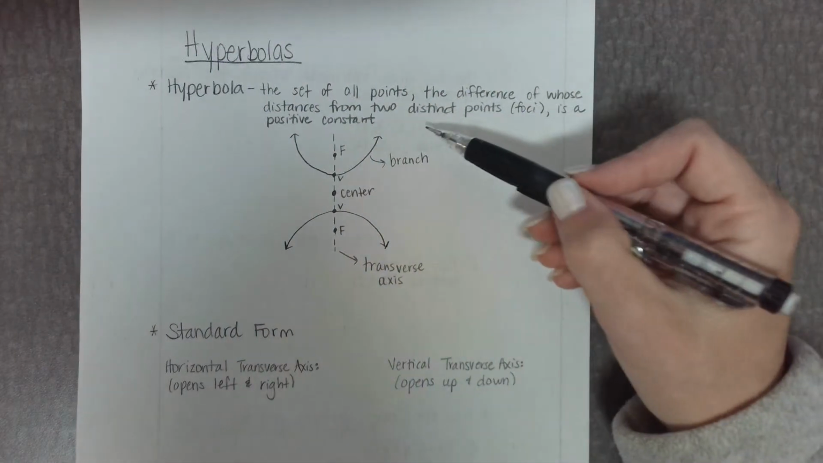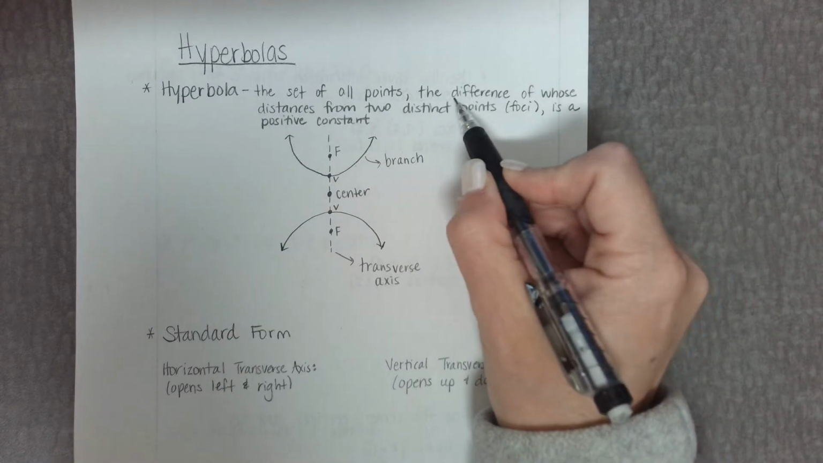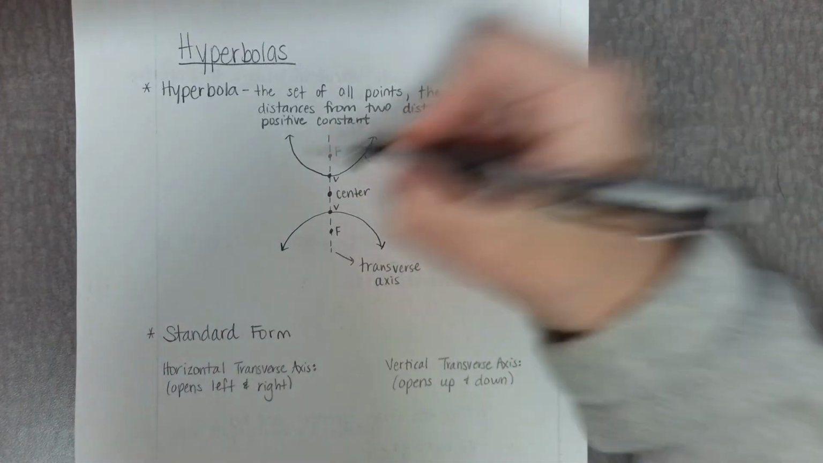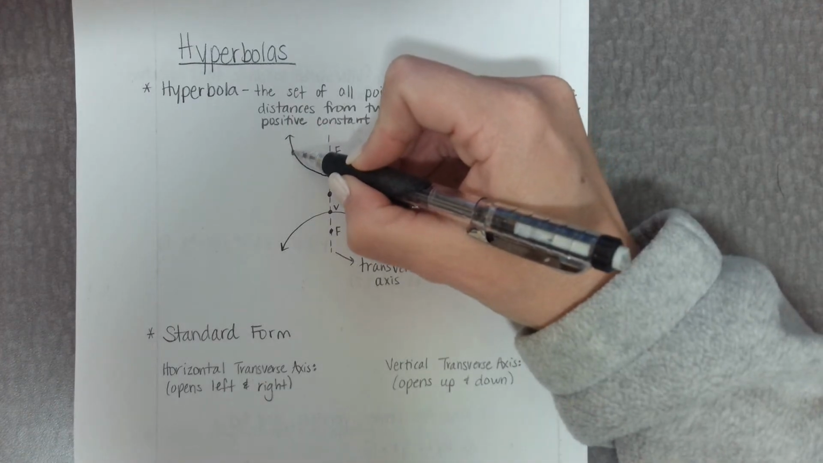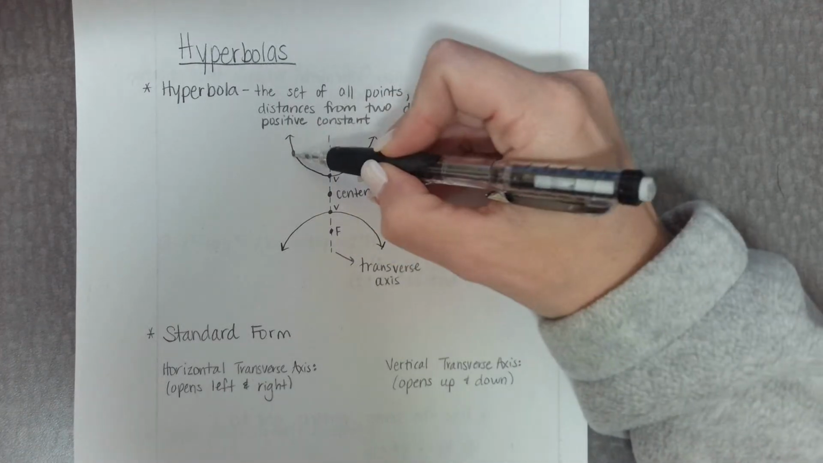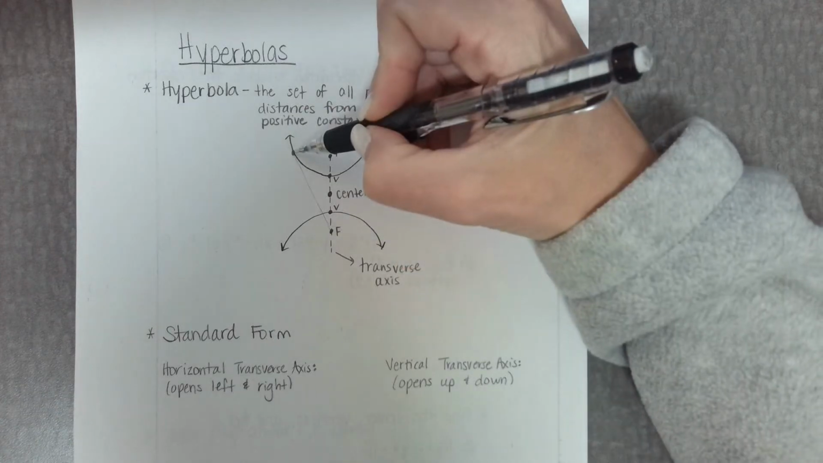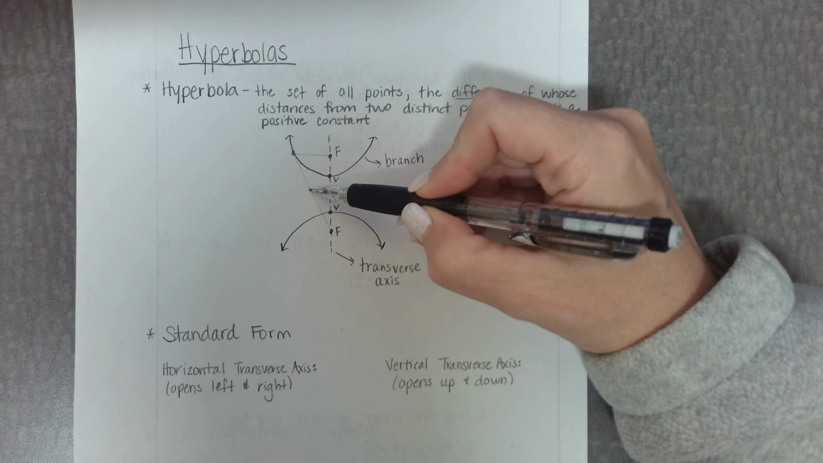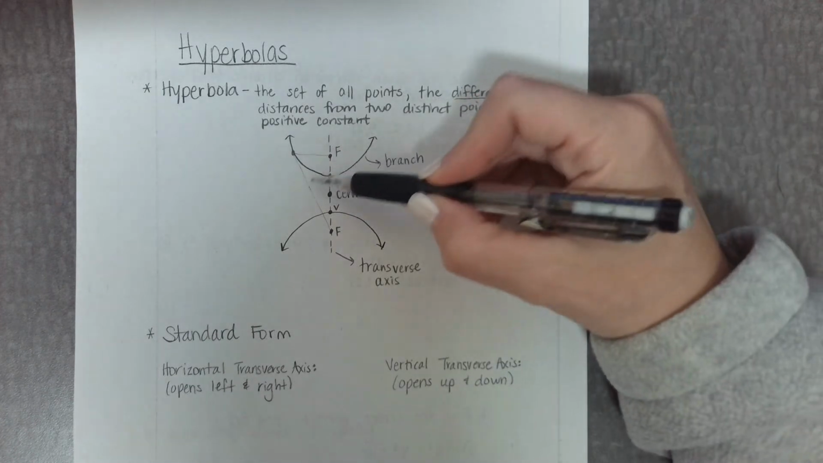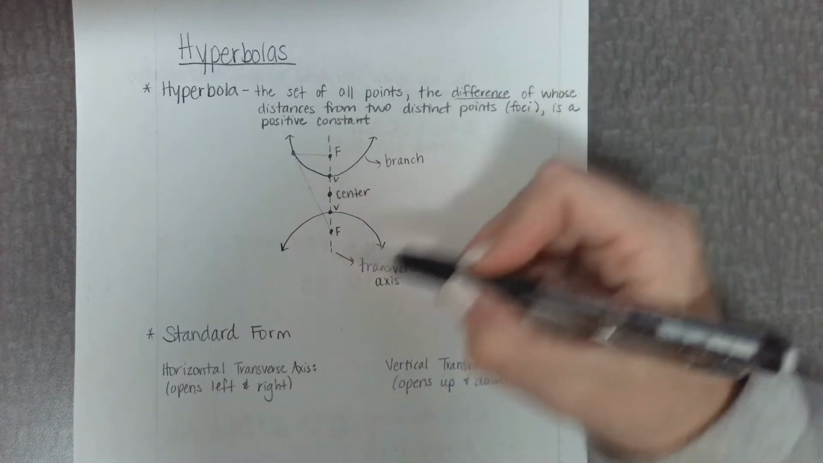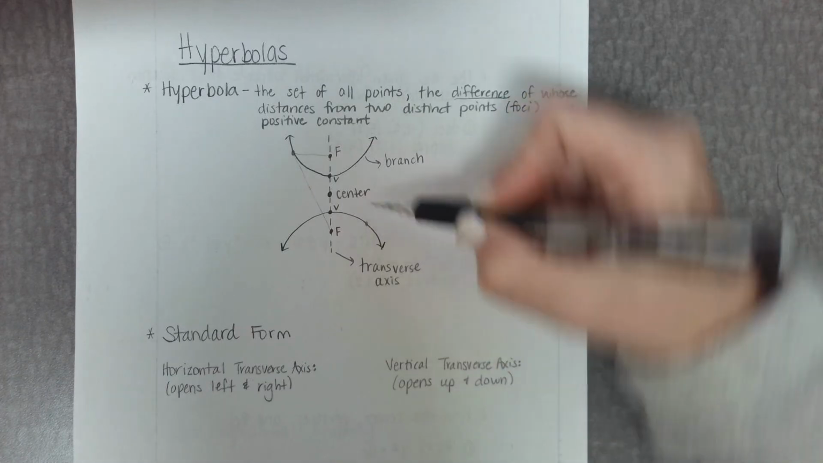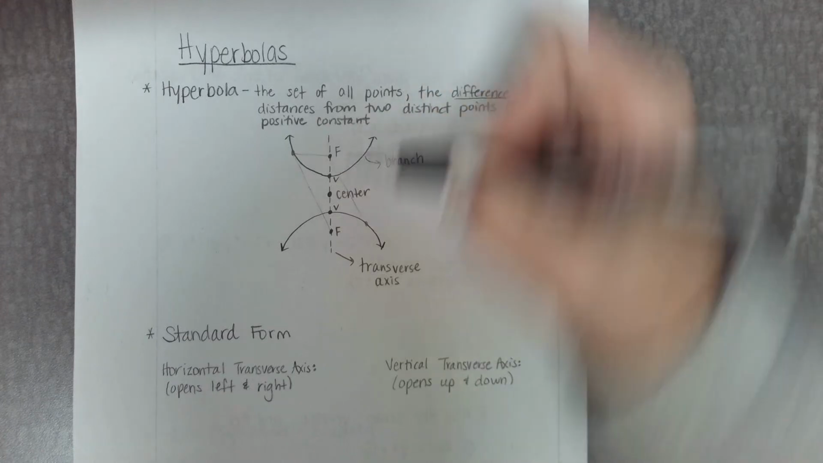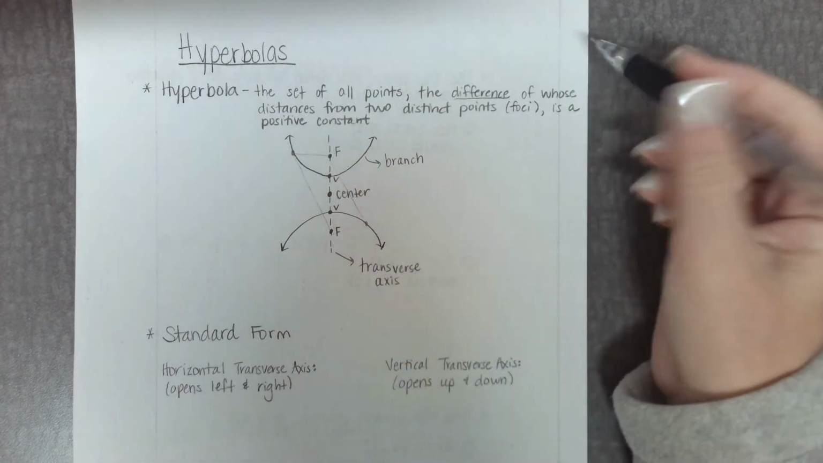So what gives the hyperbola its shape is based on this definition. The key word is difference. If you take any point on a branch of the hyperbola, so for example, if I take this point right here, and I measure the distance from that point to one focus and that point to the other focus, and I subtract those two distances, whatever that difference is, let's say that difference is 3, and then I do that same thing from any other point on the hyperbola, the distance from this point to this focus and this point to this focus, and I subtract, I should also get 3.